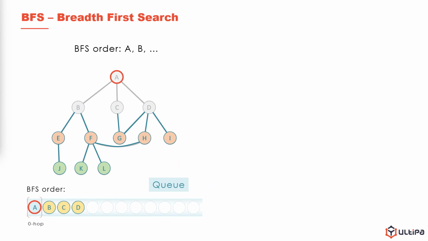Now this pointer is about to leave the 0-hop zone. Create a zone for the rest of the nodes in the queue and mark them as 1-hop. Move the pointer to the right and continue the inspection. Node B, exhaust. Move the pointer to the right. Node C, exhaust.